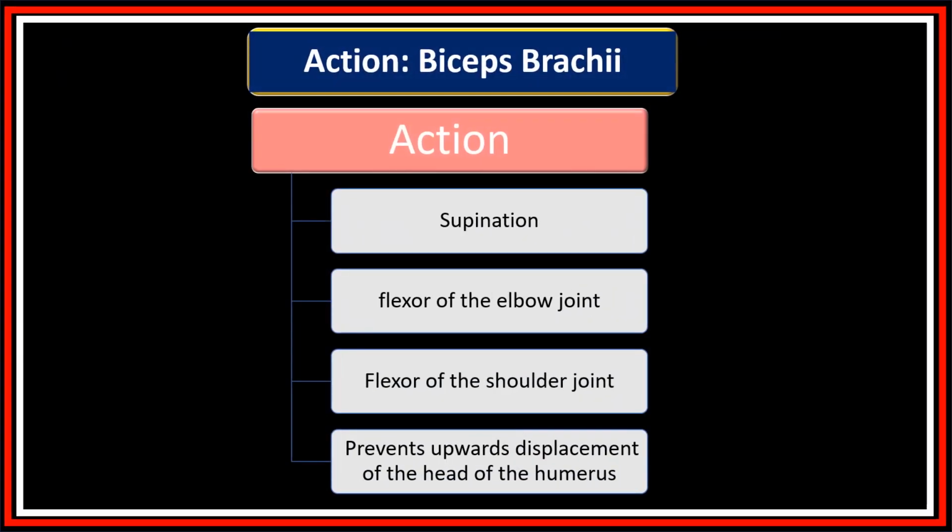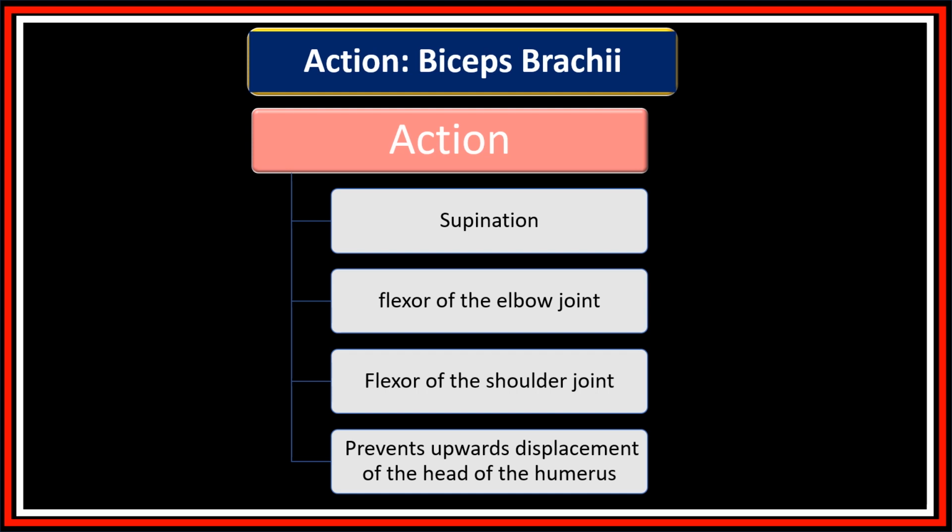The action of this biceps brachii is actually many. We'll start from its action as a supinator to its action as a flexor of the elbow joint and also flexor of the shoulder joint. Because if you can recall from its origin and its insertion, it passes through these two joints. Proximally, it passes the shoulder joint, and distally, it passes the elbow joint.